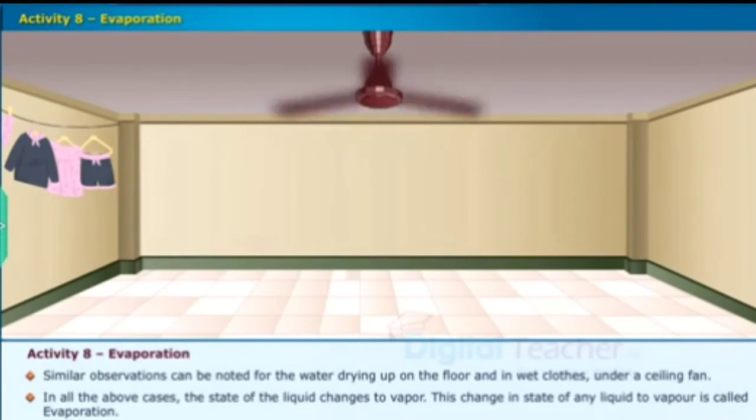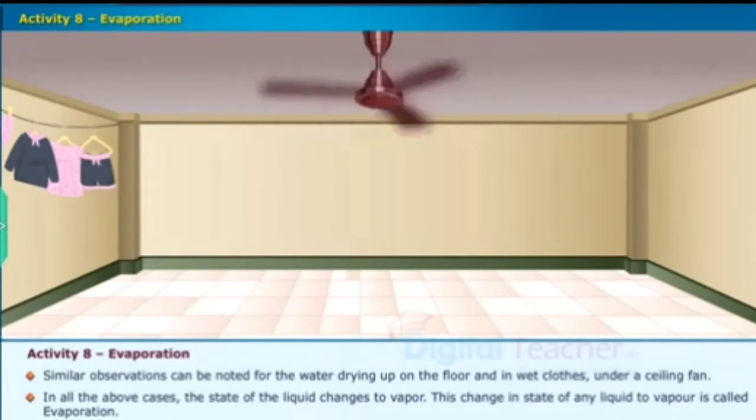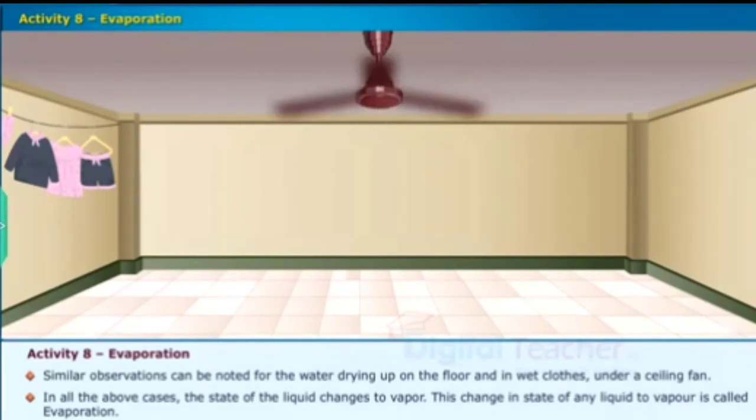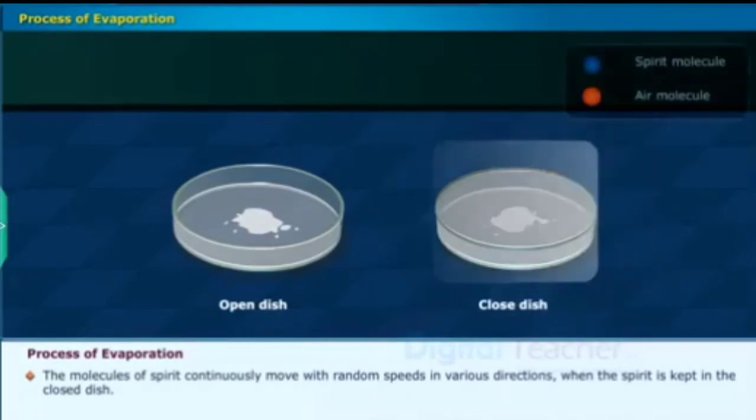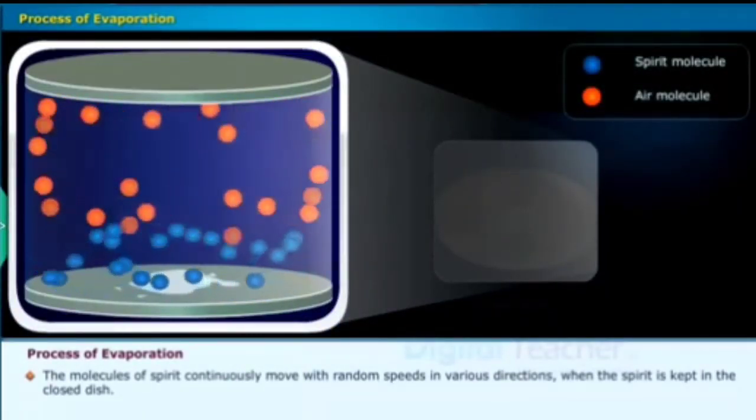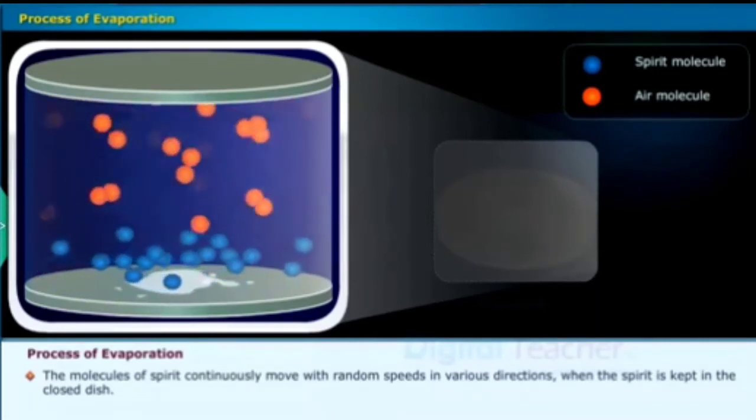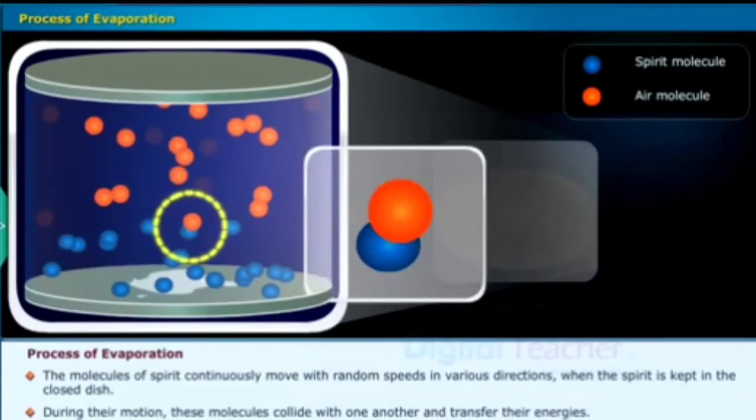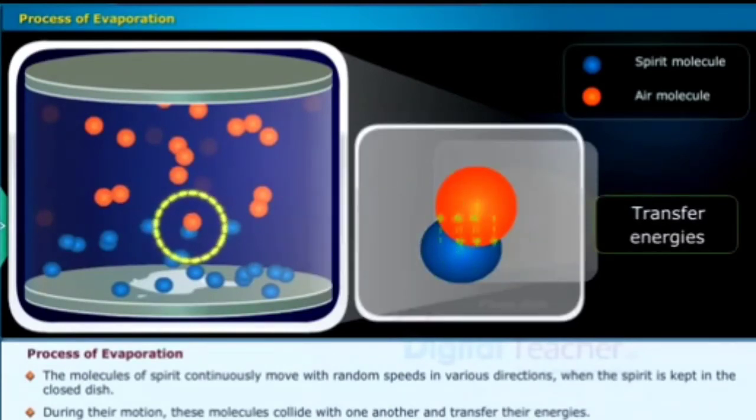This change in state of any liquid to vapor is called evaporation. Let us learn more about the process of evaporation to understand the reasons behind the above observations. The molecules of spirit continuously move with random speed in various directions when the spirit is kept in the closed dish. During their motion, these molecules collide with one another and transfer their energies.